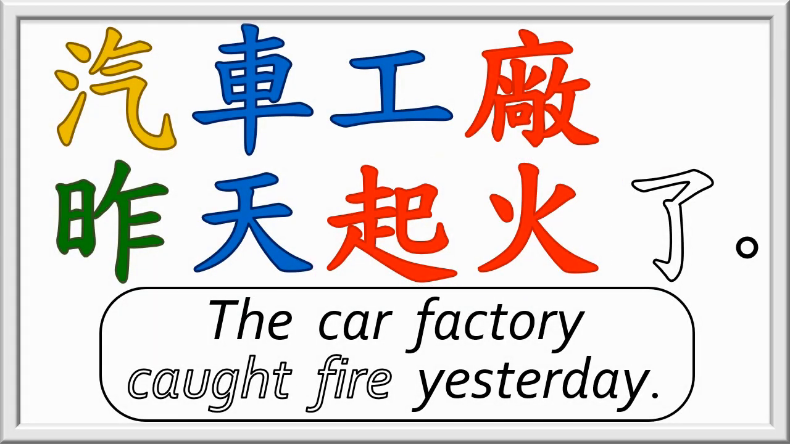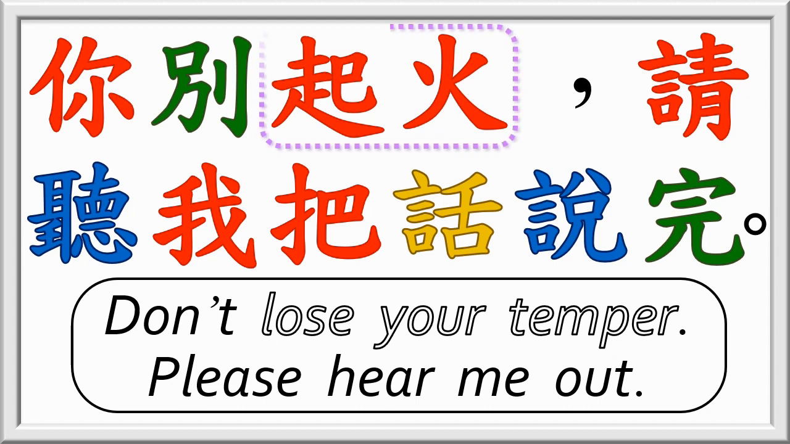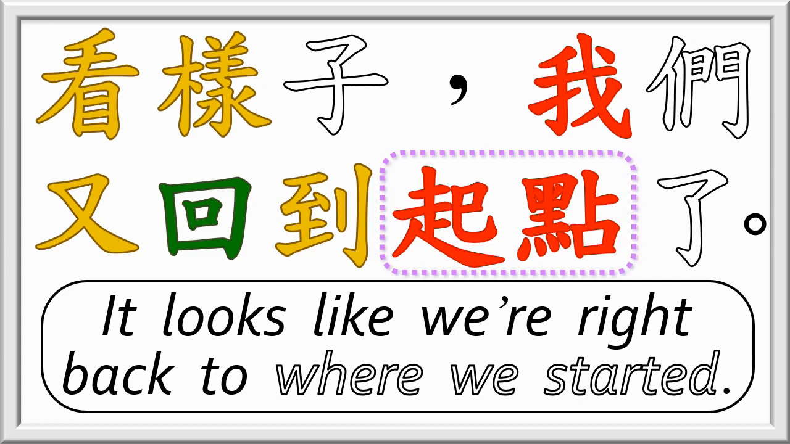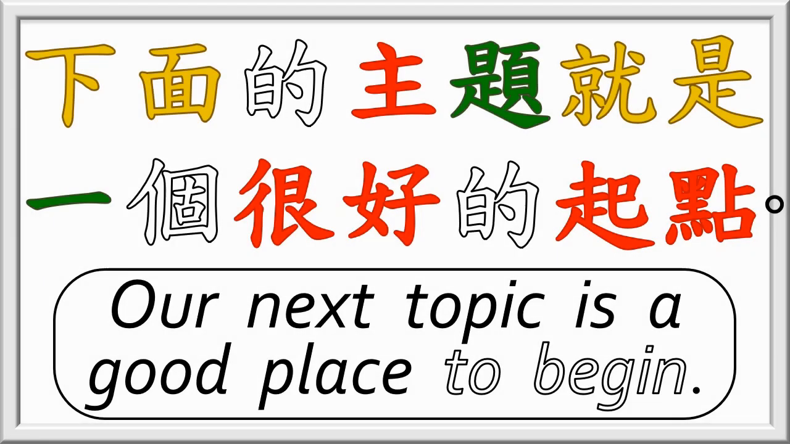汽车工厂昨天起火了。 The car factory caught fire yesterday. 你别起火，请听我把话说完。 Don't lose your temper. Please hear me out first. If 起 means to stand up to walk, and 点 a spot, 起点 is obviously a reference to the place where one sets out on a trip of some sort, a starting point. 看样子我们又回到起点了。 It looks like we're right back to where we started. 下面的主题就是一个很好的起点。 Our next topic is a good place to begin.